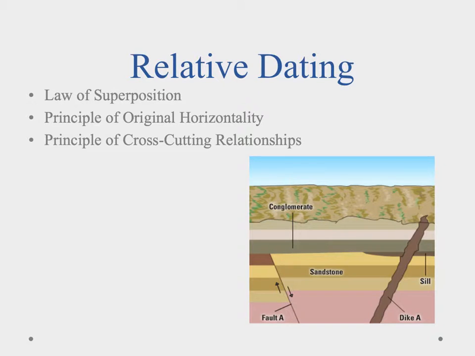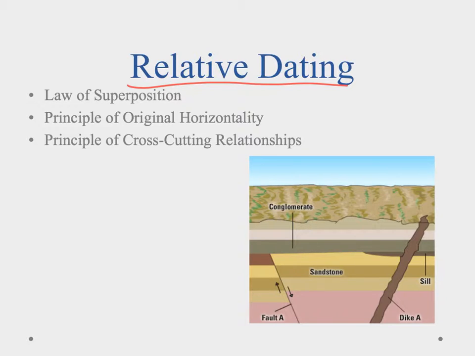Now, when we talk about dating, there's several different kinds. The first one is going to be relative dating. And relative dating doesn't give us exact dates. It just kind of lets us say that this layer is older than that layer, or this layer is younger than these two layers. It allows us to age things relative to the other layers that are around it.